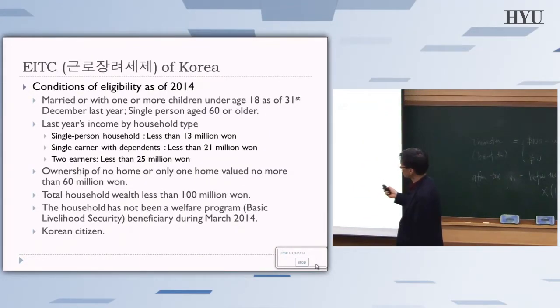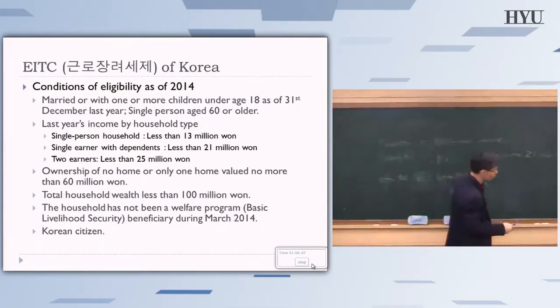Okay, so eligibility conditions. As you look at them, it just means that your income should be low, less than 13 million won, less than 20 million. Income should be low, and your asset holdings should be low. So low income, low assets. And the household should not be a welfare program beneficiary. So you cannot get both. You can get only one. And you should be a citizen.